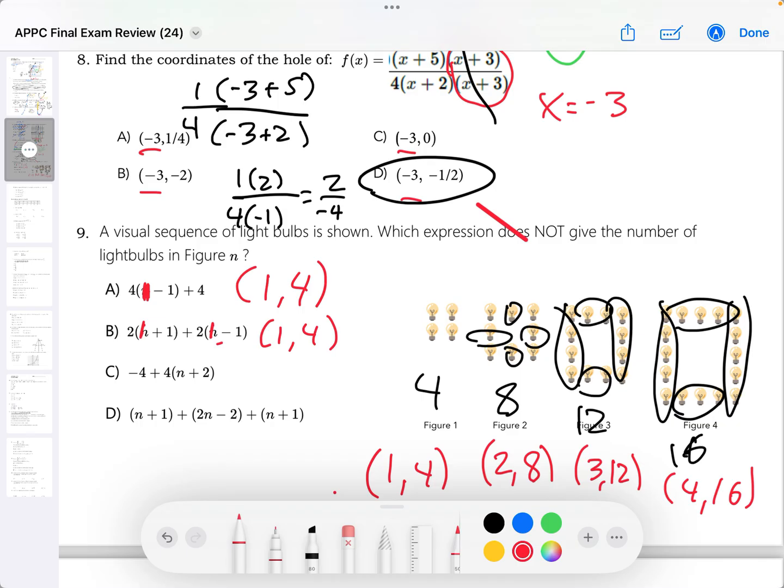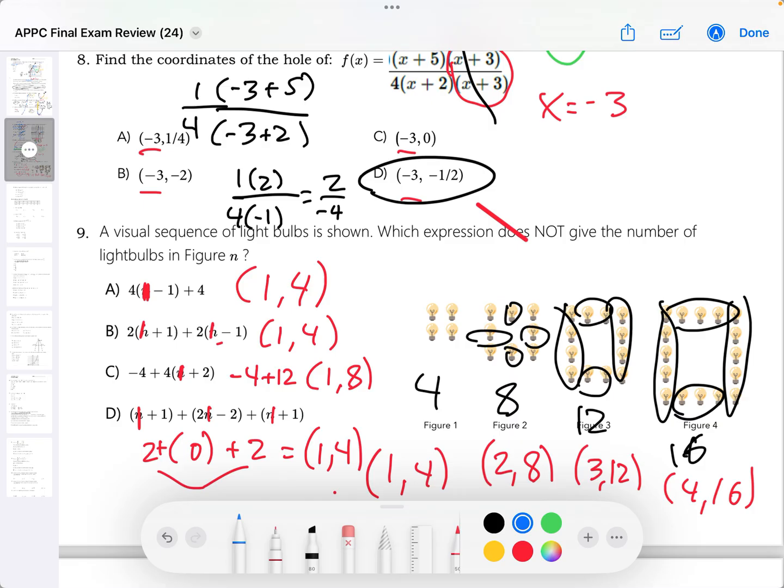My next one here, this looks like it's going to be my problem because I go -4. When I plug in my 1 right there, that's going to give me -4 plus 4 times 3. That's -4 plus 12. So my coordinate is 1, 8. Incorrect. If I plug in a 1 here, same situation occurs. That's 2 plus 0. I should put in my plus right there. Plus 2. And that would also give me the coordinate of 1, 4.